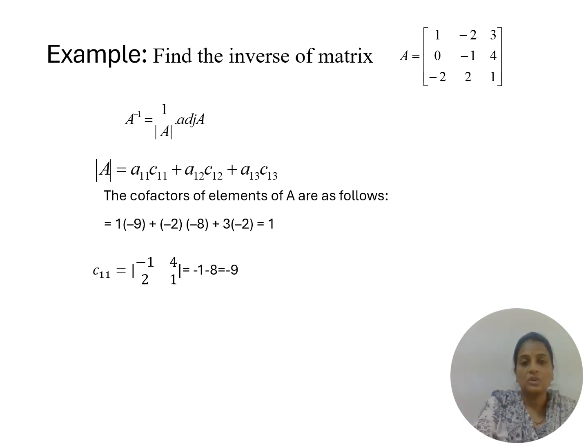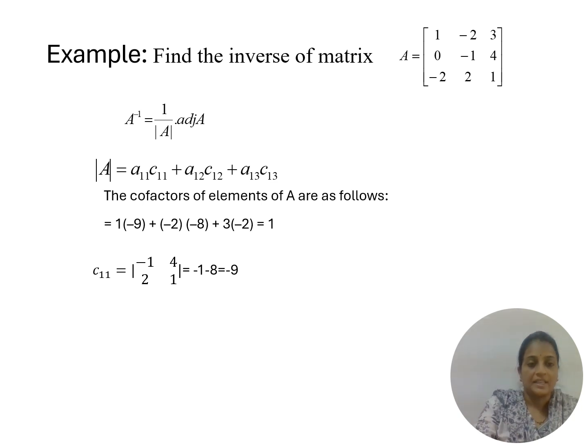Determinant of A is equal to A11 C11, meaning cofactor of the first element, plus A12 C12 plus A13 C13. And the cofactor C11 means first row and first column deleted, and the remaining matrix is this: -1 4, 2 1. So C11 is equal to the determinant of -1 4, 2 1. So here -1 into 1 is -1, minus 4 into 2 is 8. So -1 minus 8 is equal to -9, and C11 is an even position, so we do not change the sign.